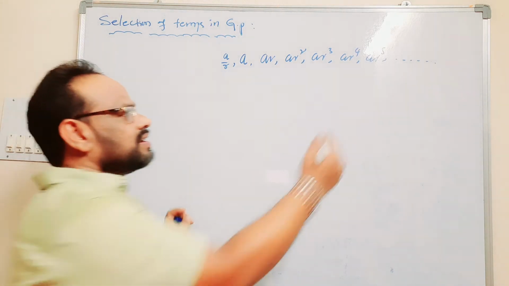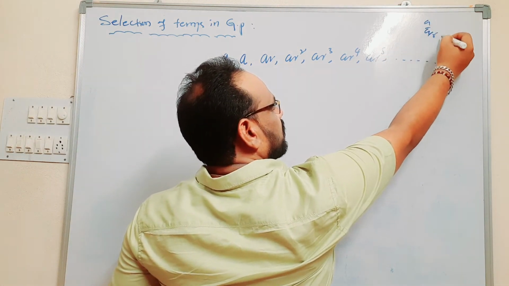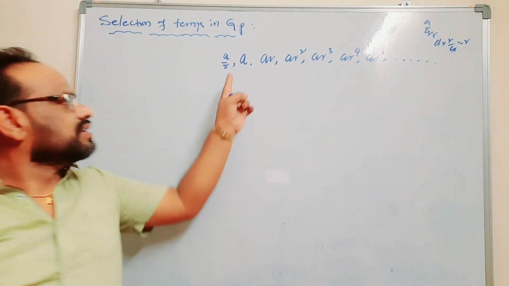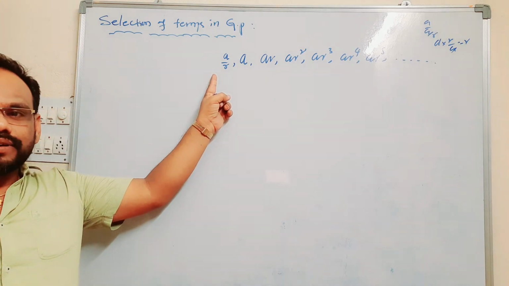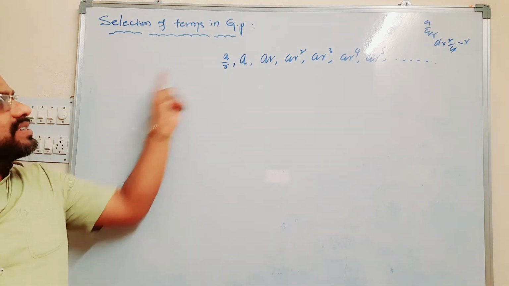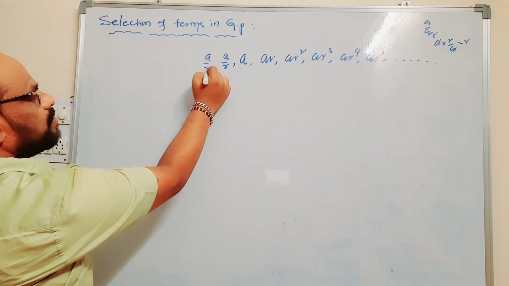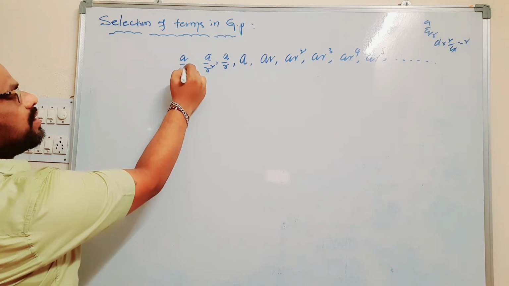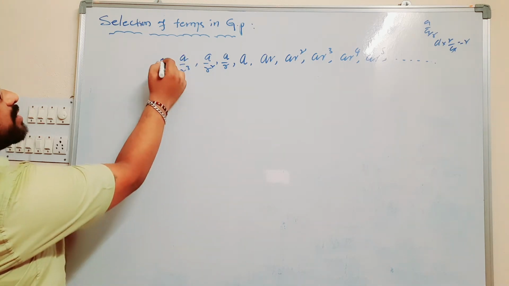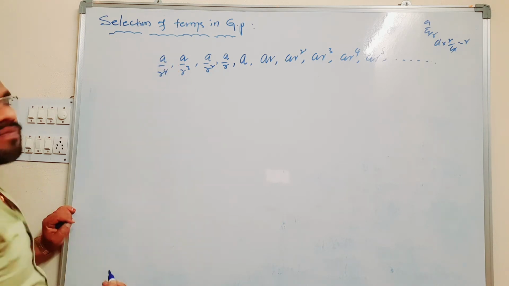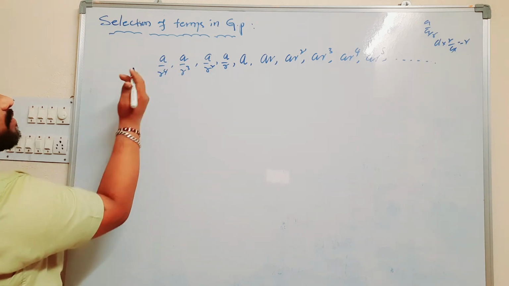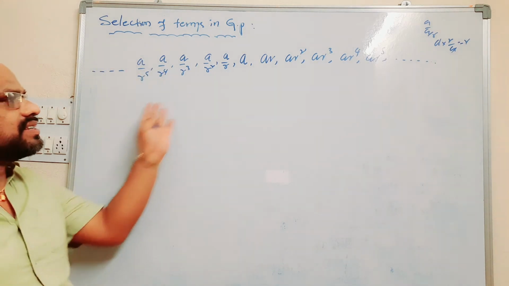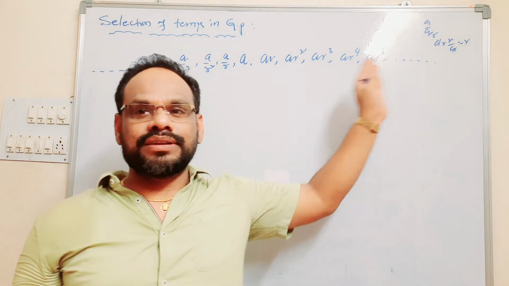A divided by A by R: A into its reciprocal R by A, the A gets cancelled, giving R. So A, its preceding term is A by R. Again, A by R, its preceding term is A by R square. And A by R square, its preceding term is A by R cube, and A by R cube, its preceding term is A by R to the power 4, and then A by R to the power 5, and so on. This is the general form of geometric progression.